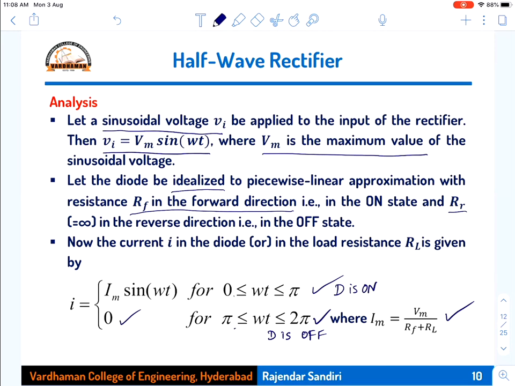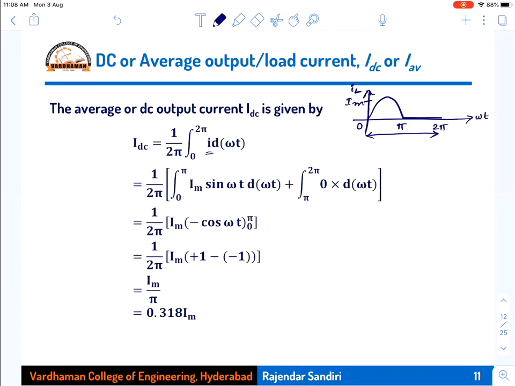So the same thing I am applying, because the integral limits are from 0 to 2 pi, I am dividing the limits from 0 to pi and pi to 2 pi, because for both these limits the current value is different. Therefore I have to divide this integral: from 0 to pi the current value is Im sin omega t, whereas from pi to 2 pi the current value is 0. Okay, so that's what I'm doing.